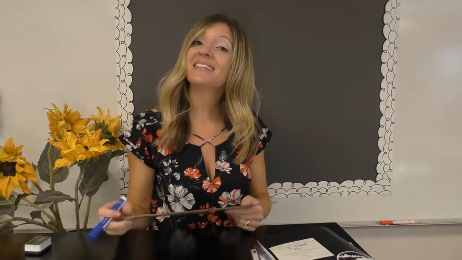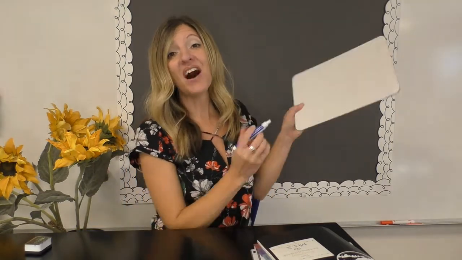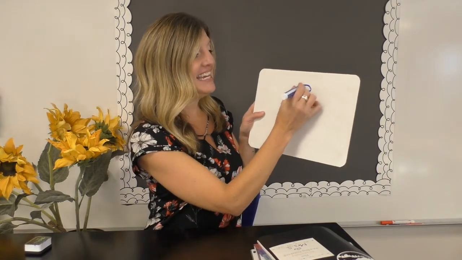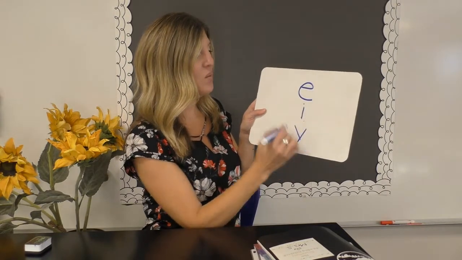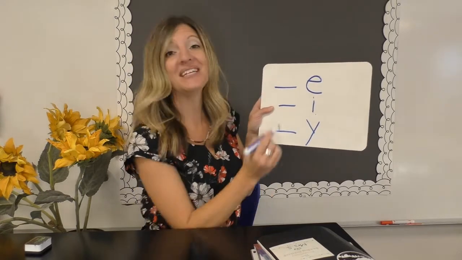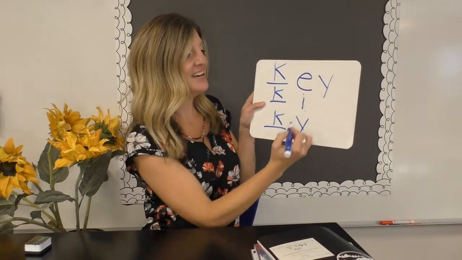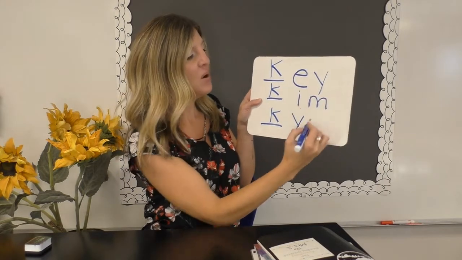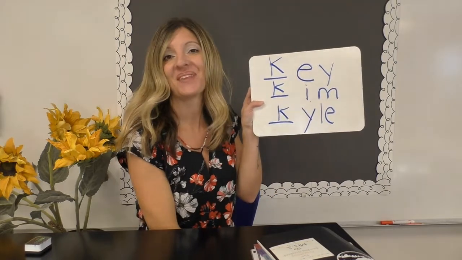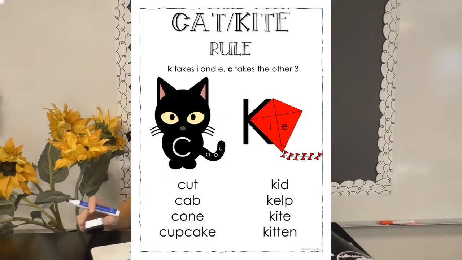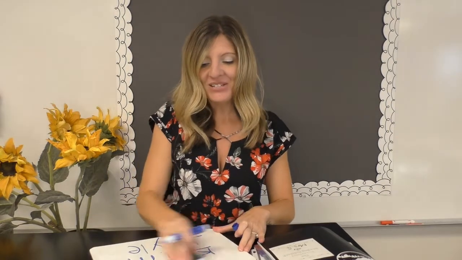Okay, what about the letter K? If the following letter is an E, I, or a Y, I'm going to use a K, like in the word key, or Kim, or Kyle. So we have a rhyme that says K takes I and E, C takes the other three, and all the rest. So let's take a look at some real and nonsense words using this pattern.